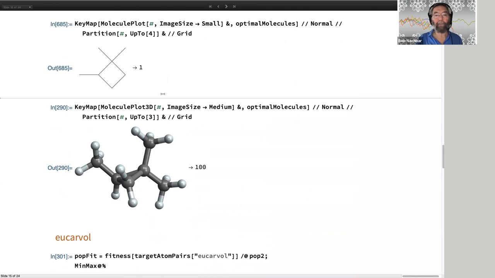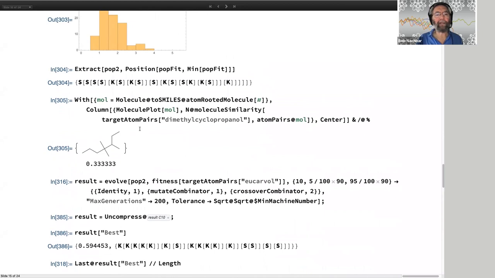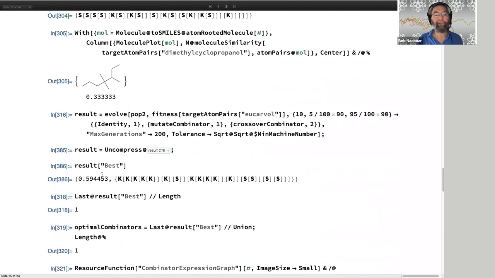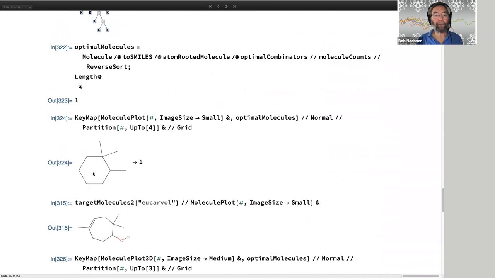I did the same thing here with the larger 8-membered ring. And the result was this molecule here, not very similar. This was the best one from the initial population. When I evolved the population, I got one that was better. And it had this structure here, a 6-membered ring instead of the seven-membered ring. It did have two methyl groups attached to a single atom, and it did have a methyl group attached to an atom there like this one, but it's missing the double bond and it's missing the hydroxyl group.